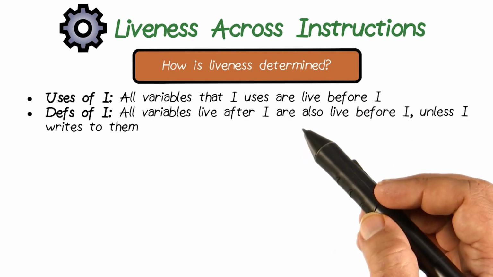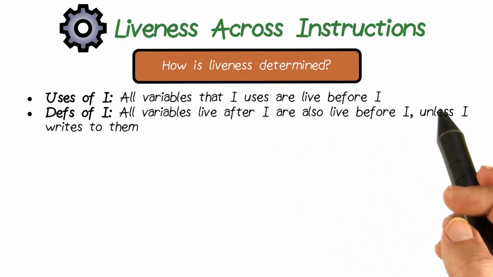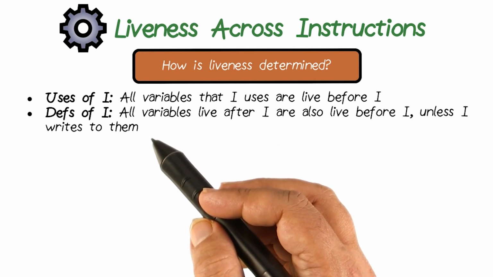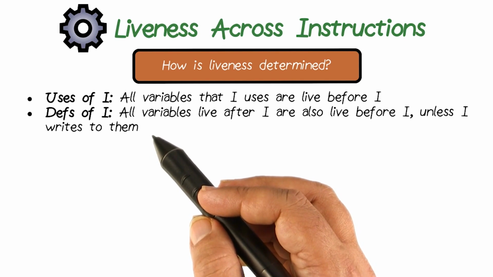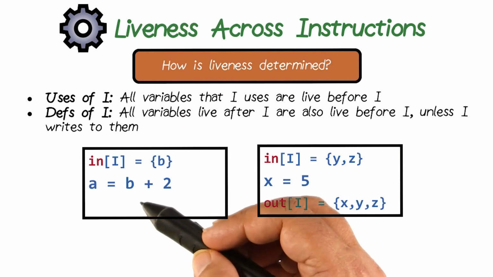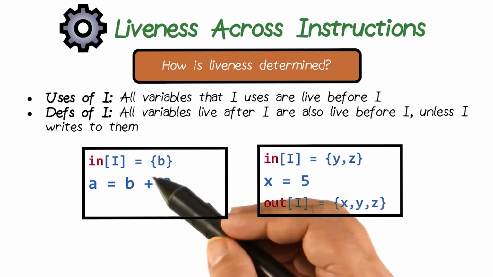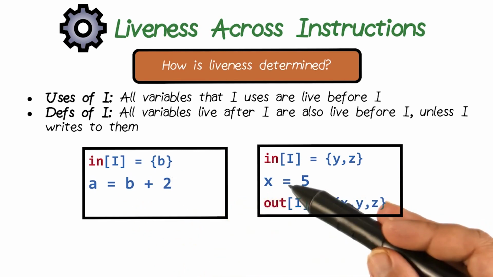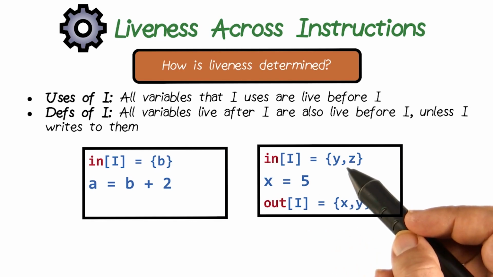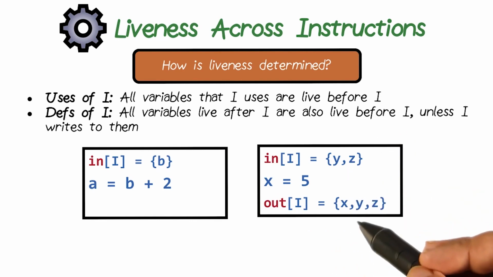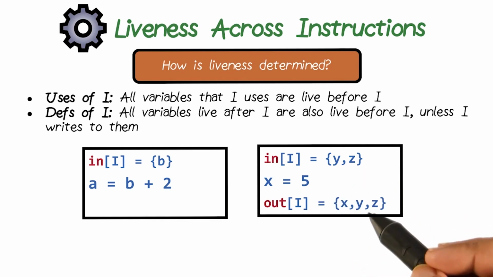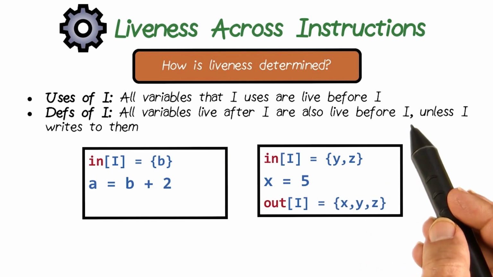Definitions of I. All the variables that are live after I are also live before I unless I writes to them. So if there is a redefinition of a particular variable in I, that particular variable does not remain live before. And so here are the examples which correspond to this. A variable b, which the instruction uses, becomes live here. However, variable x, which was live here, which is redefined, does not remain live here as per the second rule. And then whatever was live after this particular instruction, which is not defined in this particular instruction, remains live here, and the examples are y and z, again the use of the second rule here.